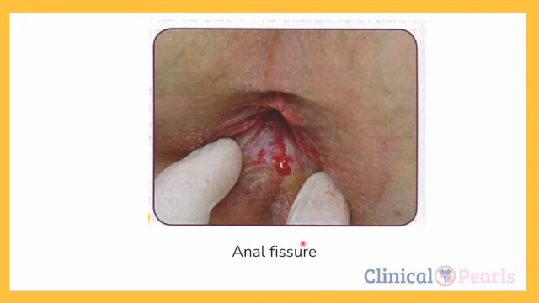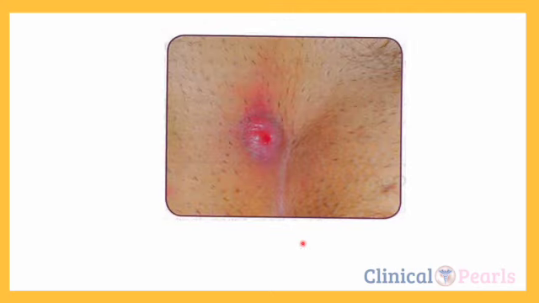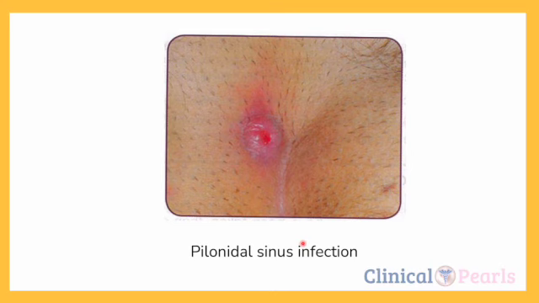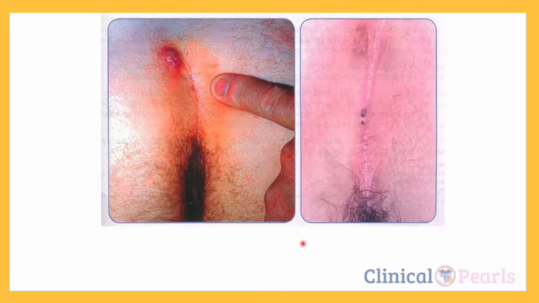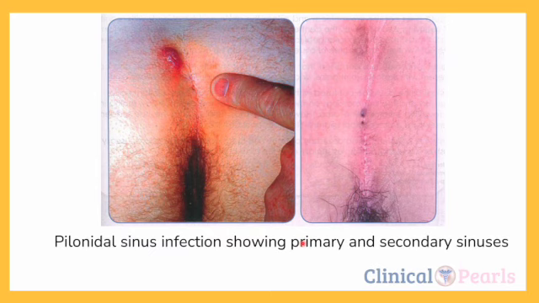This is anal fissure. It is usually presented in a constipated patient with lacerating pain in the anal region. This is pilonidal sinus infection, which is a hair-containing cyst that's usually found in hairy areas of the body. Again, this is pilonidal sinus infection, showing primary and secondary sinuses.